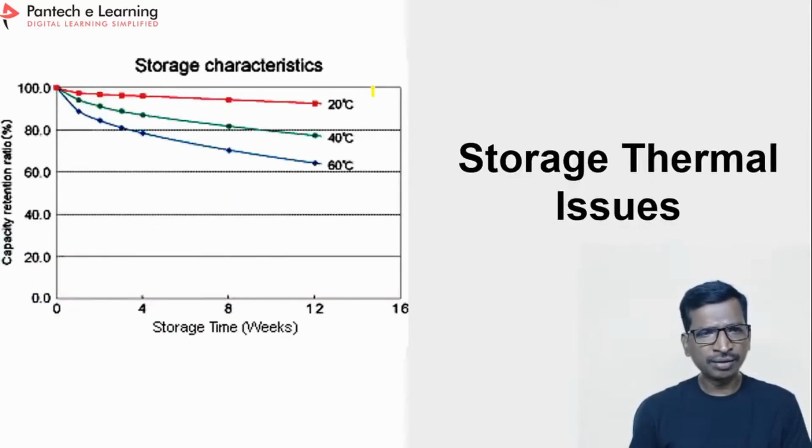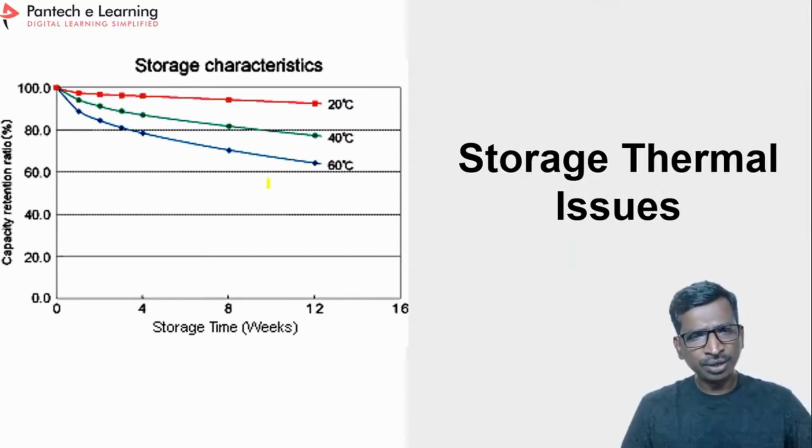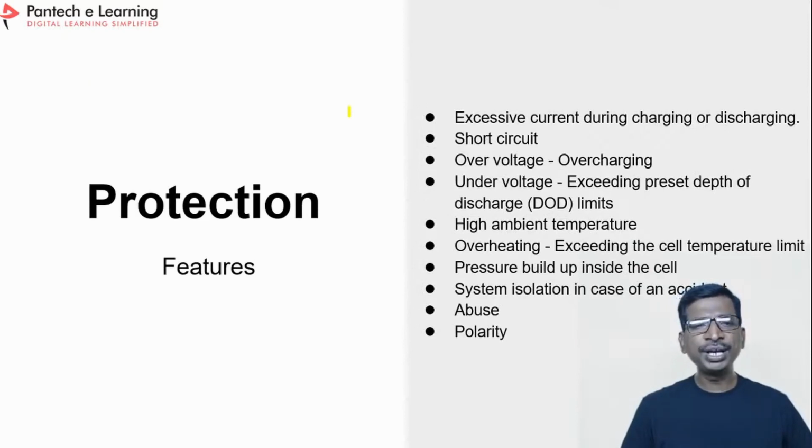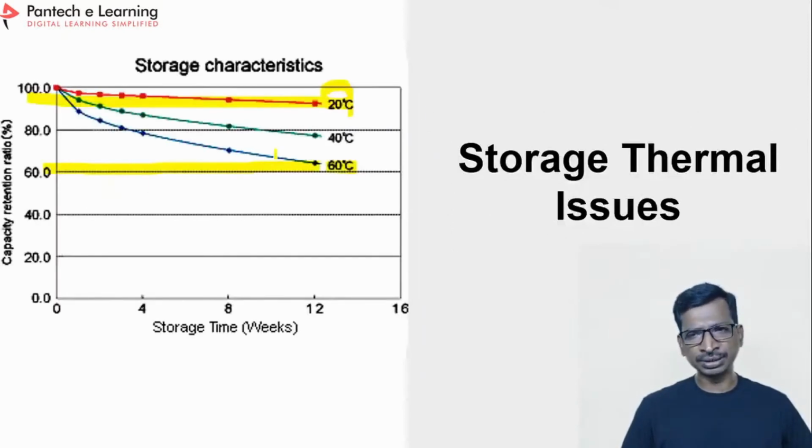And what are the capacity effects? See here, if you maintain your battery at 60 degrees Celsius, about 65% of battery capacity is lost. These are all self-discharge. Similarly, by default a 10 to 20% discharge may be there due to temperature variations. So now let us take how we can arrest these issues.